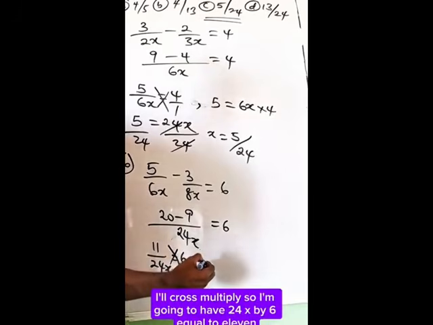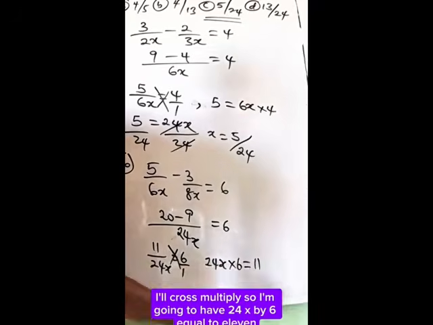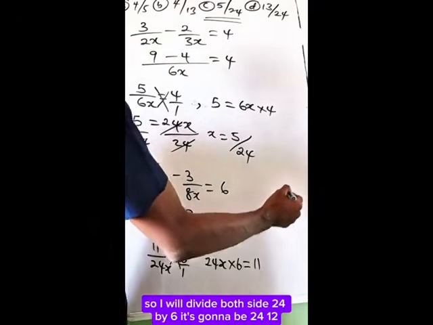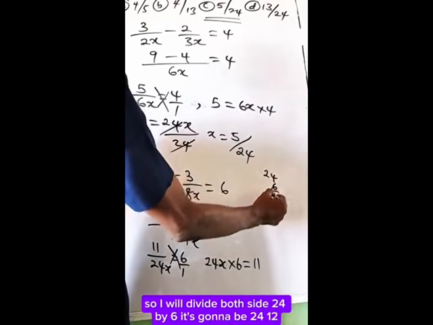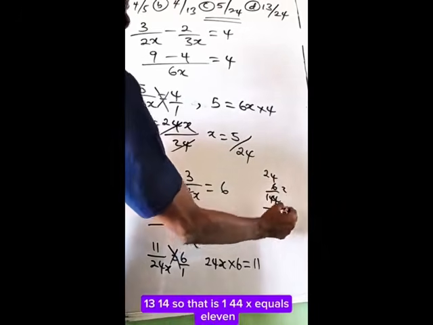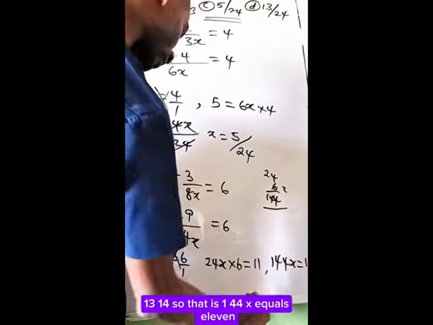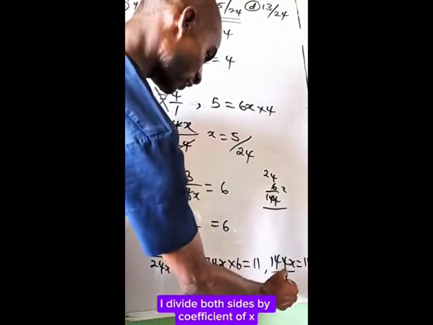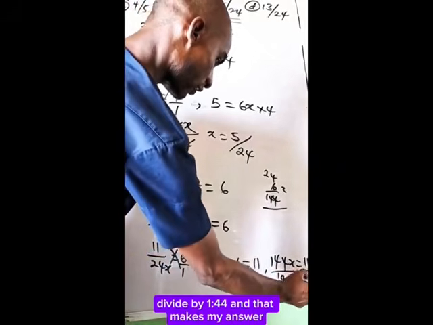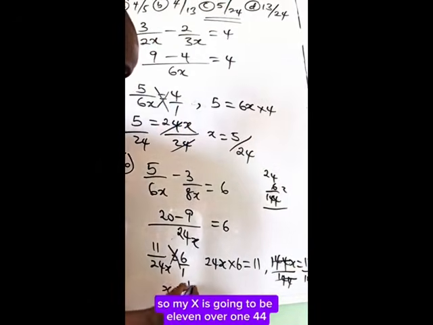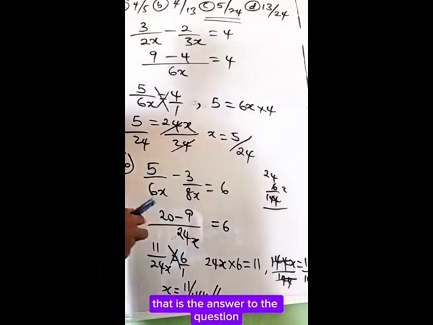I'll cross multiply. So I'm going to have 24x by 6 equal to 11. So I'll divide both sides. 24 by 6, it's going to be 24, 12, 13, 14. So that is 144x equals 11. I'll divide both sides by coefficient of x. Divide by 144. And that makes my answer. So my x is going to be 11 over 144. That is the answer to the question.